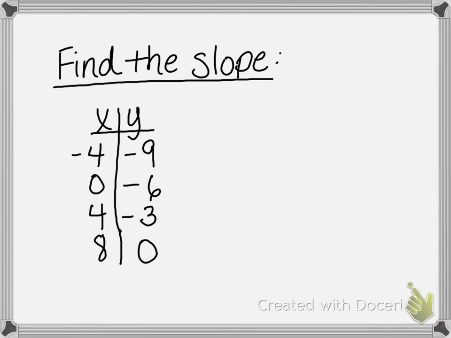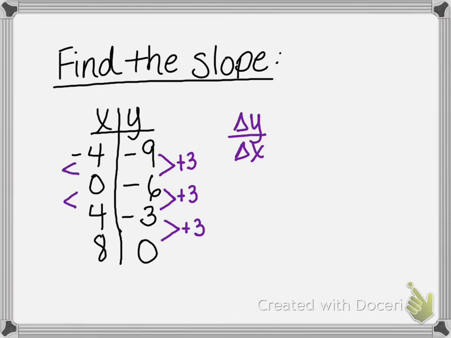All right, so I'm just going to look at it and I'm like, okay, slope. When I'm given a table, I want to do the change in y over the change in x, or the rise over the run. So I want to look at each of these and see what it is going up or down by. I can see that this one is going up by 3, up by 3, up by 3. Then I want to look at the change in x. What is x doing? It's going up by 4, up by 4, up by 4.